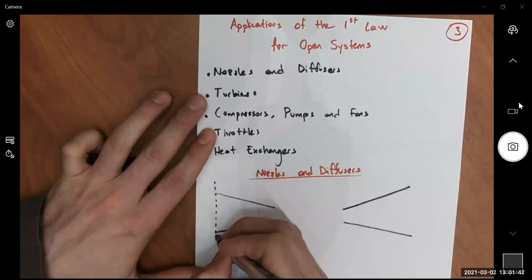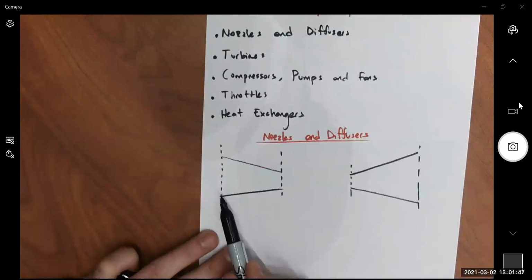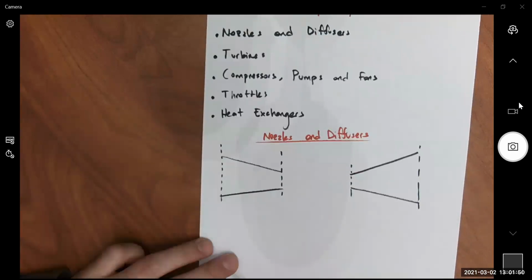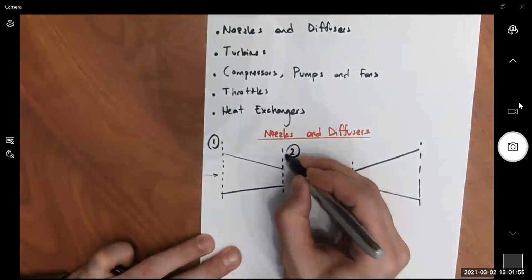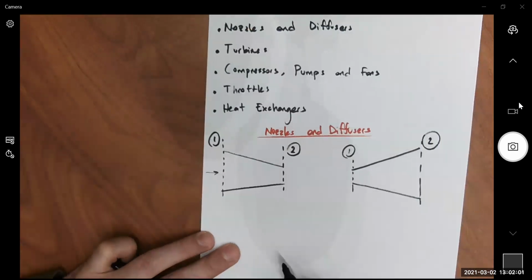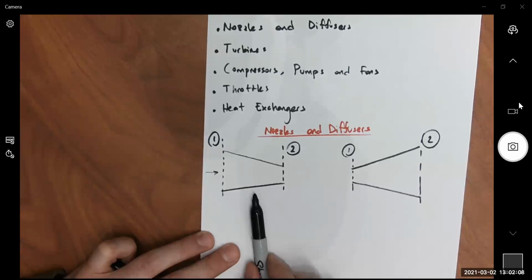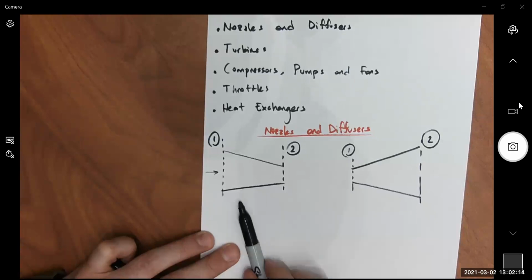With one inlet, one outlet. One inlet, one outlet, and for diffuser, one inlet, one outlet. Nozzles, first one on the left is nozzle. The second one is diffuser on the right. Okay. Nozzle is also known as a speed increasing, velocity increasing device or pressure decreasing device.